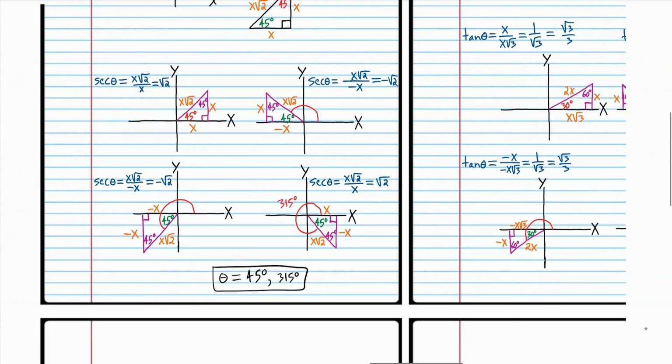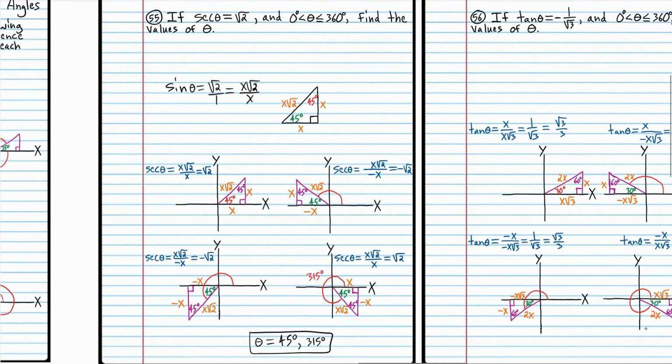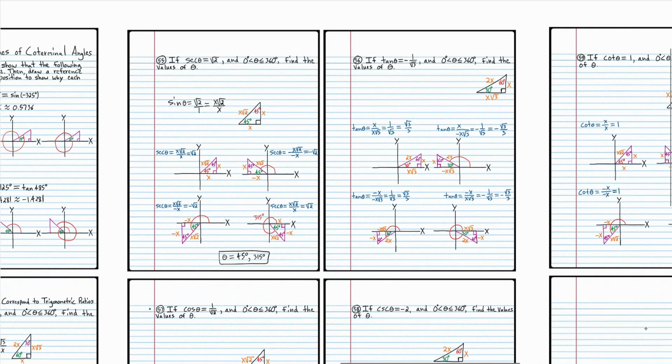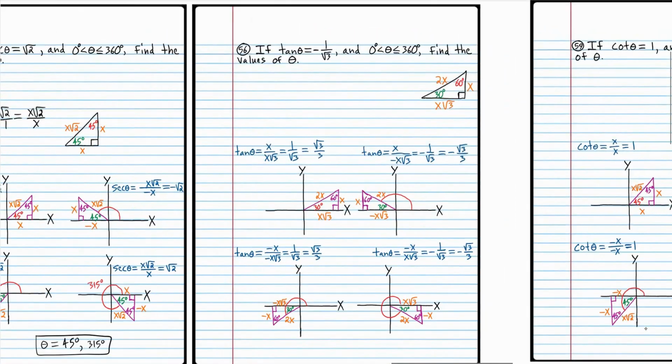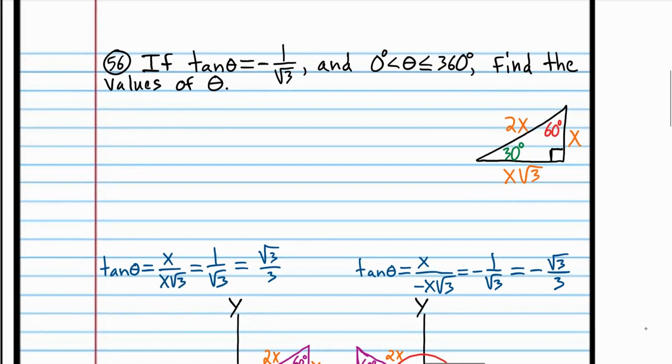So those are the two answers. Those are the two theta values that will produce positive root 2. If you plug in these other values, 135 or 225, you'll get negative root 2. We don't want negative root 2, we want positive root 2. So these problems are pretty challenging because we're going backwards. So let's try one more before you attempt one on your own.